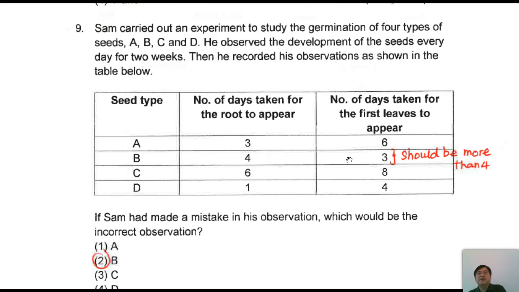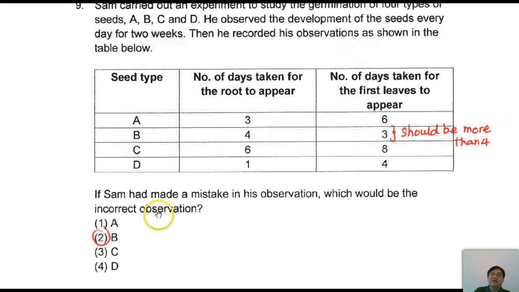Now Sam carried out an experiment to study the germination of 4 types of seed: A, B, C, D. He observed the development of the seeds every day for 2 weeks. It means 14 days. Then he recorded the observation as shown in the table below. For A, the root will appear after 3 days. Then on the 6th day, the leaves will start to first appear. That's how it goes.